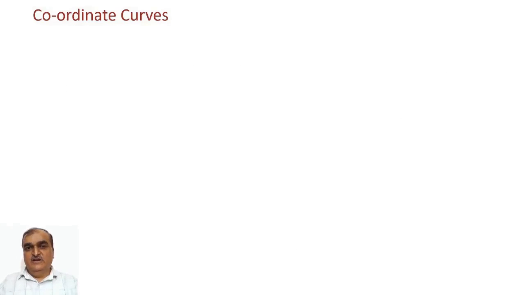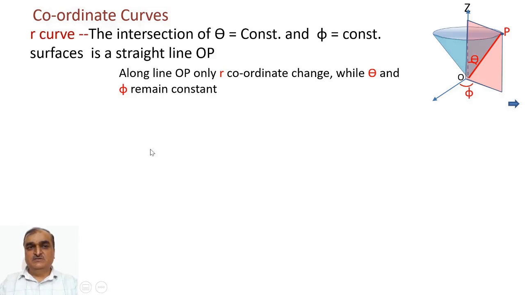Next topic, coordinate curves in the spherical polar coordinate system. Three curves we have to see. The first one is the r curve. The definition of a coordinate curve is that if two surfaces intersect, the intersection gives a curve. The r curve is the intersection of the theta constant and phi constant surfaces. Theta constant is a conical surface, and phi constant is a half plane.